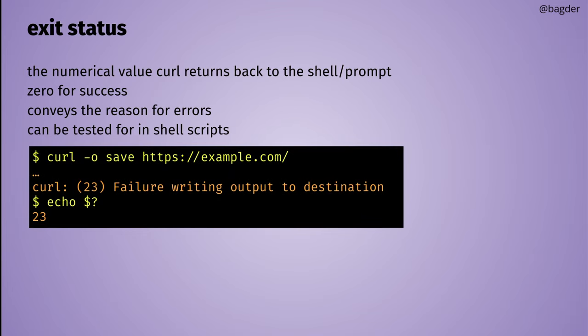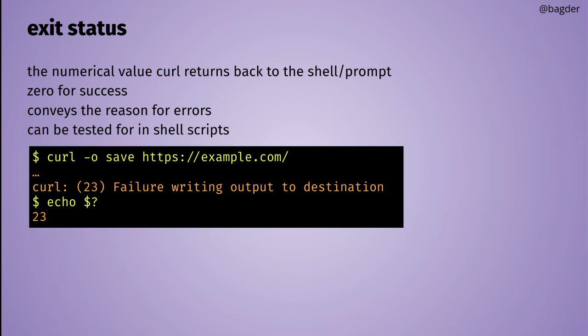If you do like this, for example, if you cannot save this file in this particular directory, you get an error, in this case error 23, failure writing output to destination. Yep, you can't save it there, error 23, so it failed. And then you can check in your man page what error 23 means. In this case, of course, it actually says it.